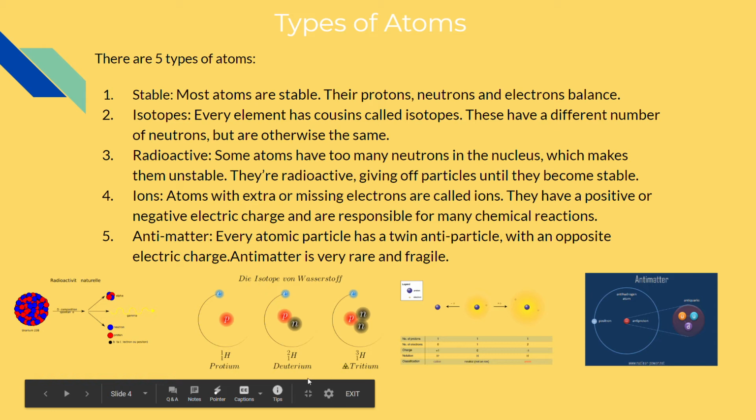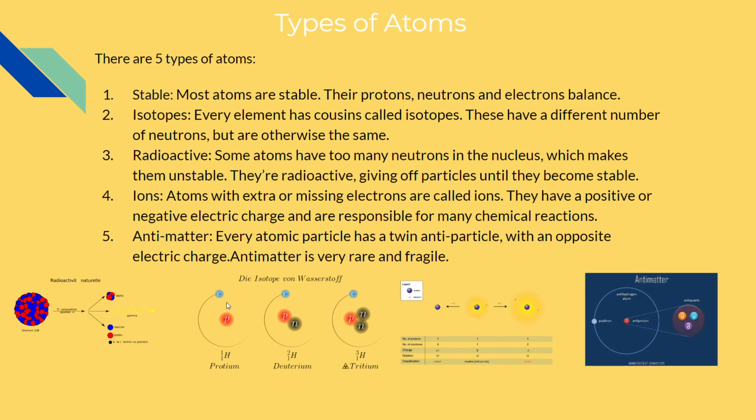So this is another isotope. And in the third picture, there is one proton and two neutrons and an electron. So this is another isotope of hydrogen. So isotopes are like cousins of atoms, and there can be many isotopes of a single element.